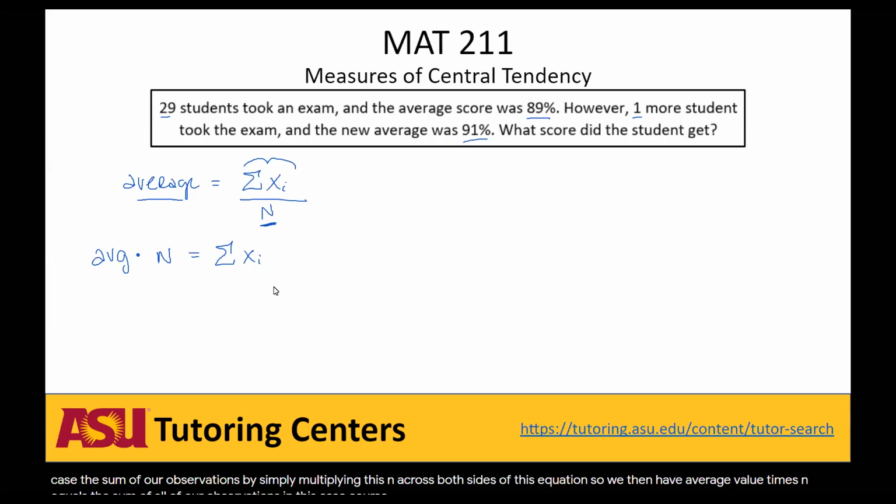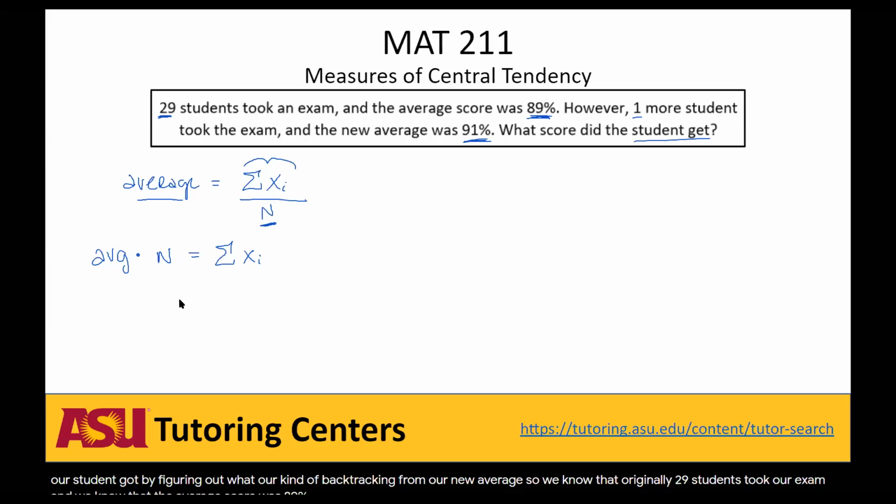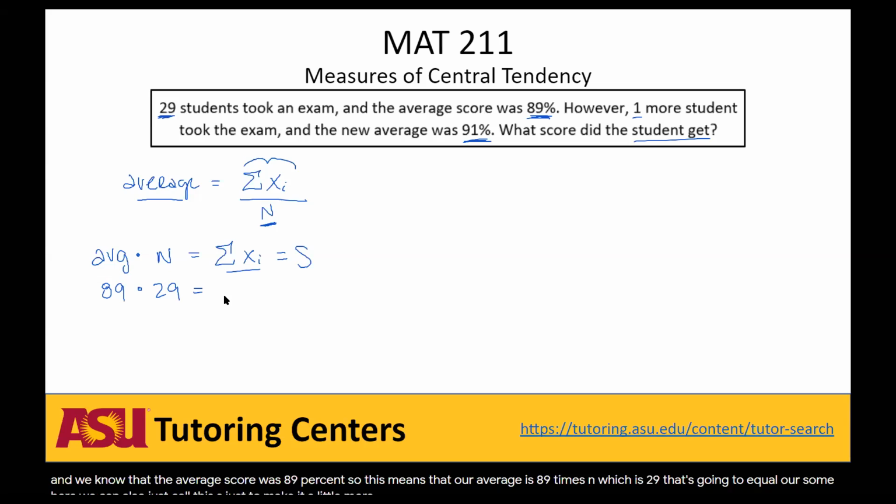in this case scores. So we can use this fact to allow us to figure out what our student got, by kind of backtracking from our new average. So we know that originally 29 students took our exam, and we know that the average score was 89%. So this means that our average is 89 times n, which is 29. That's going to equal our sum here. We can also just call this S, just to make it a little more clear, our sum of all of our original scores. So we'll just call that S.